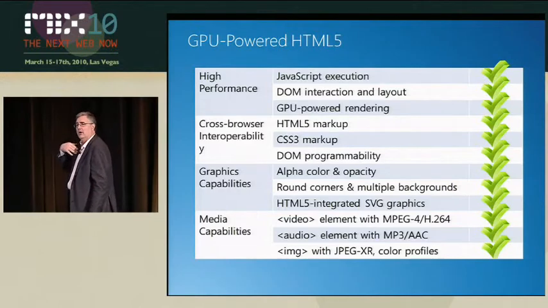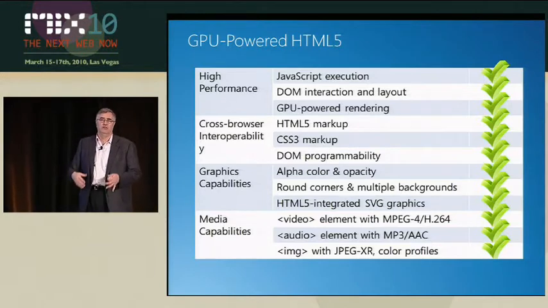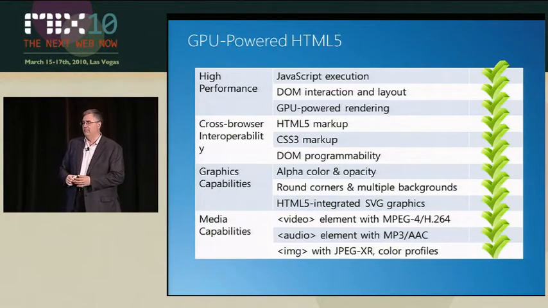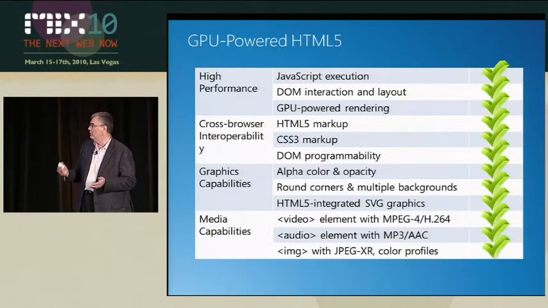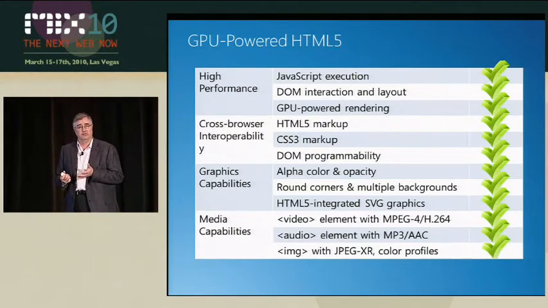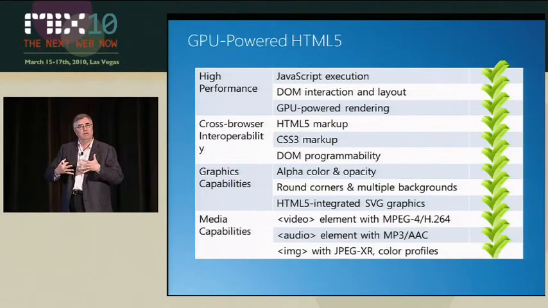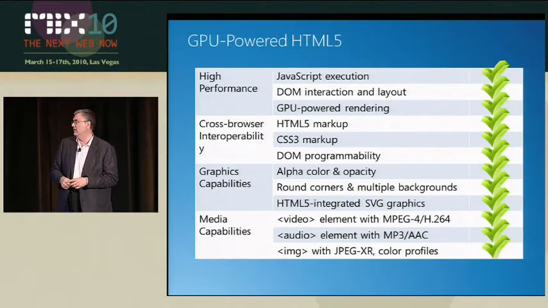DOM programmability, an area where IE hasn't been that strong, and John's going to walk through how we've made gains there. Graphics capabilities, which of course includes the favorites, alpha color and opacity, which have been big developer requests for a long time, round corners, multiple backgrounds, very important. And then, of course, vector graphics. HTML5 integrated SVG is the way we're seeing this. And it's very important to us to approach it from that point of view of SVG integrated in HTML or XHTML because we don't think that SVG diagrams on their own is where the focus of the web is. It's really on the integration of the two.